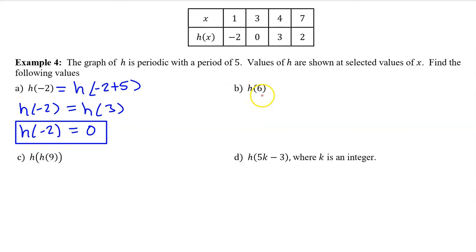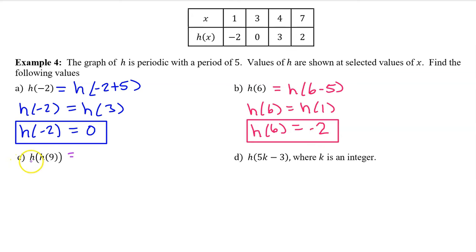Part B, h at 6. Since the period is 5, adding or subtracting 5 with the 6 will not change the answer. So h at 6 will equal h at 6 minus 5. So h at 6 will equal h at 1. And h at 1 is right here on the chart. So therefore h at 6 will equal negative 2.